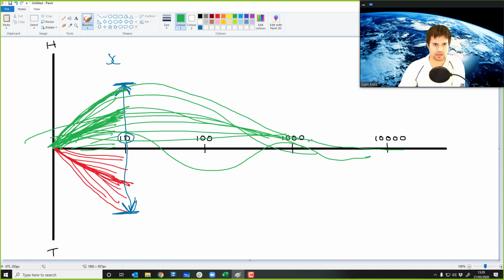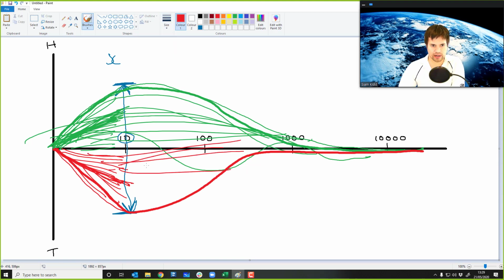Let's just look at the outliers. It's going to look something like this. And then the reds, so the tails, you're going to get something like this. Okay? And then obviously every other combination between people going like this, etc. So eventually, let's say you have 10,000 people flipping this coin 10,000 times.